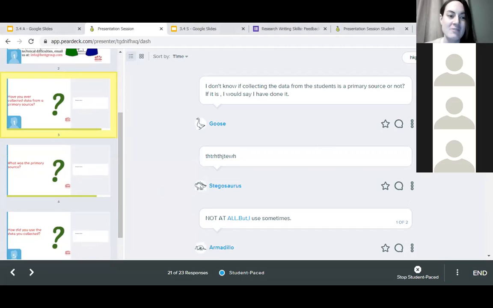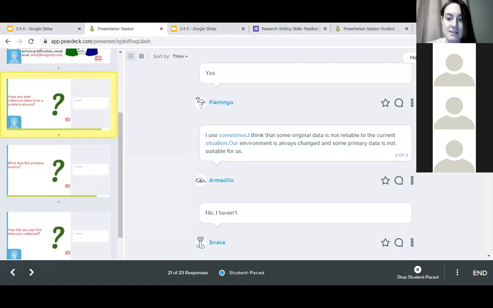Have you ever collected data from a primary source? So I don't know if collecting the data from the student is primary source or not. If it is, I would say I've done yes. So collecting data directly from the students, that data would be a primary source, definitely.